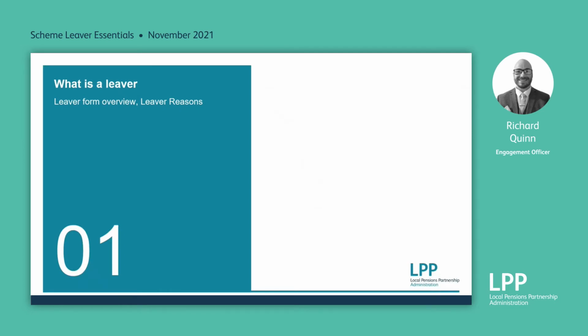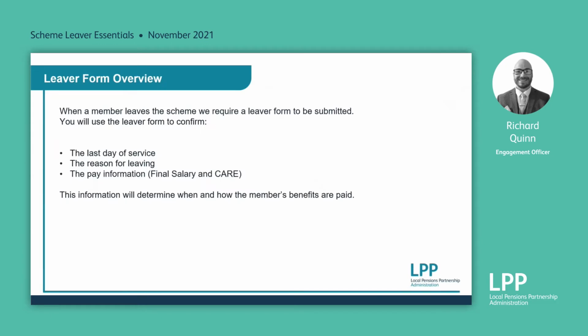What is a leaver? In this section, I'm going to give you an overview of what is a leaver, why we require a leaver form, the information required, and the possible reasons why a leaver form may or may not be required. When a member of the scheme leaves, we require a leaver form to be submitted by you as an employer to notify us the member is leaving the scheme, but also to provide us with the key information that we as the scheme administrator will require to be able to process and calculate the member's benefits accrued in the scheme, up to and including the last day of service.